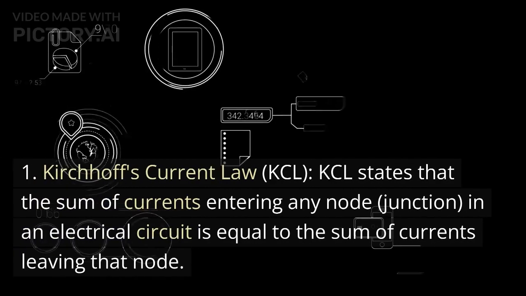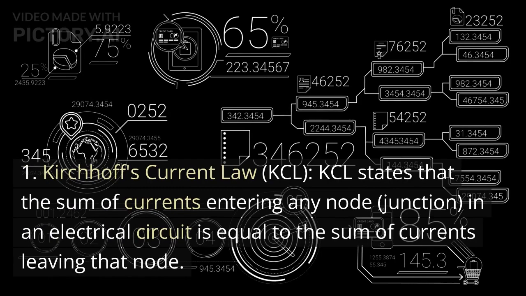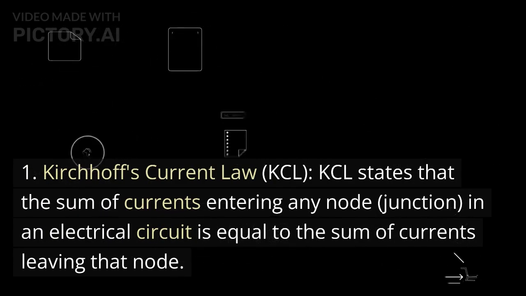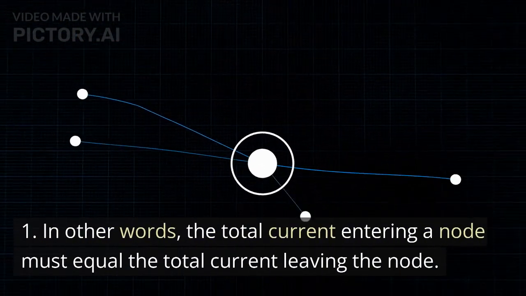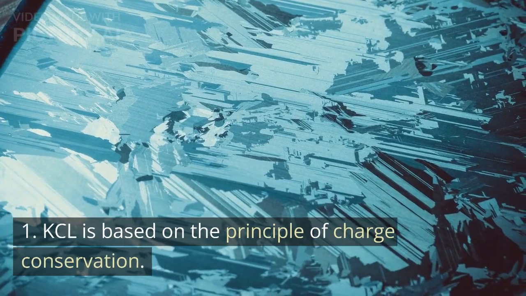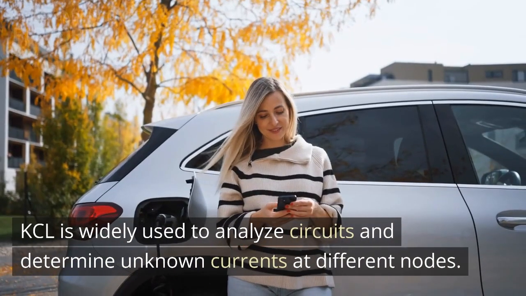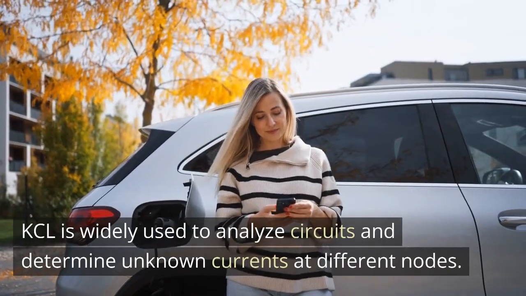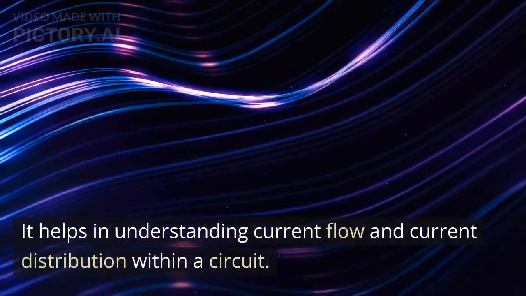3. Kirchhoff's current law, KCL. KCL states that the sum of currents entering any node, junction, in an electrical circuit is equal to the sum of currents leaving that node. In other words, the total current entering a node must equal the total current leaving the node. KCL is based on the principle of charge conservation. KCL is widely used to analyze circuits and determine unknown currents at different nodes. It helps in understanding current flow and current distribution within a circuit.